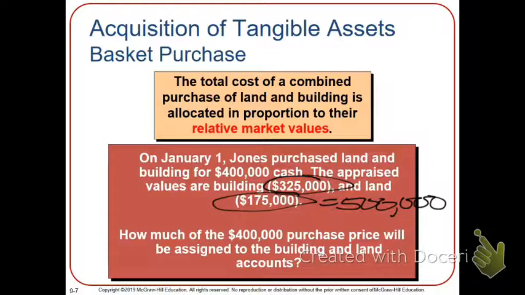Right? How do we account for this in our books? Well, we know that we got to do some type of journal entry that is going to be building, land, and cash. So we know that the journal entry is going to be something along, we got building, land, and cash. We know the cash has to equal $400,000 because that's what we paid.